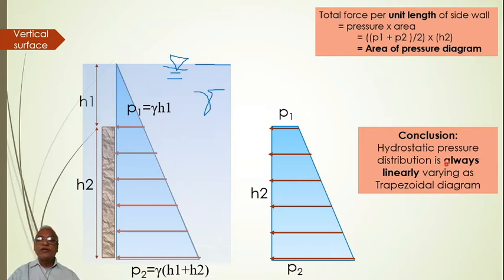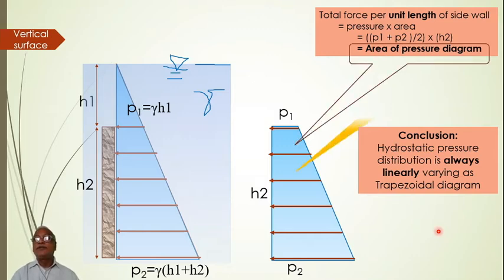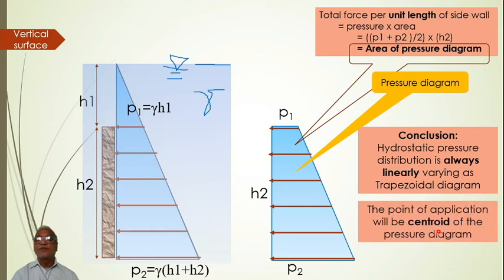Conclusion: hydrostatic pressure distribution is always linear, varying as a trapezoidal diagram here, because the top edge is slightly below the free surface. If it were starting from the free surface, it would have been triangular. If it is at some depth, obviously it will be like that if the surface is vertical. Okay. So that is the area of the pressure diagram.